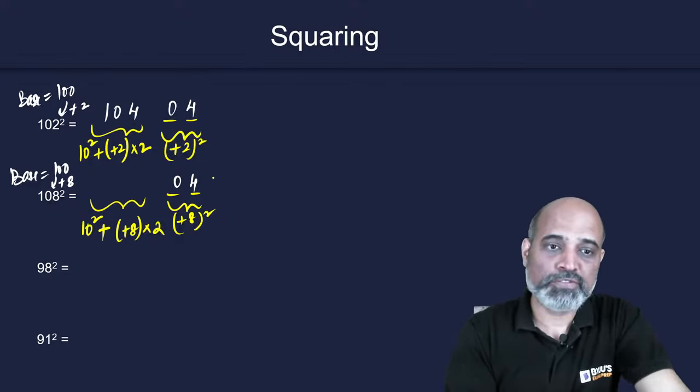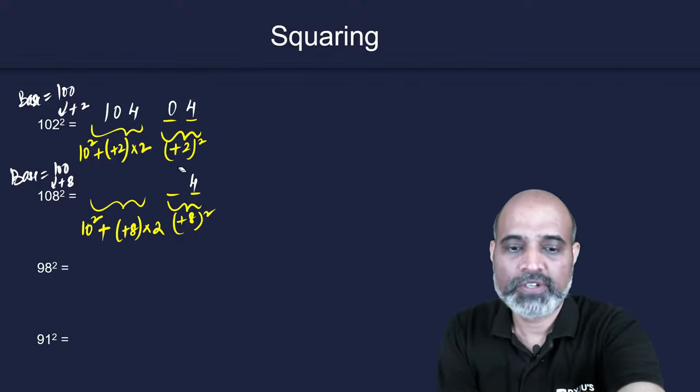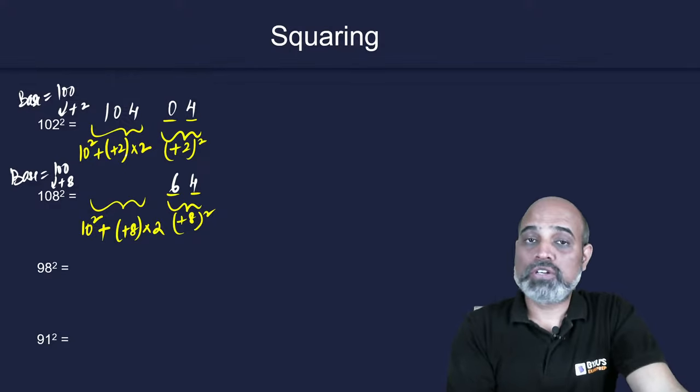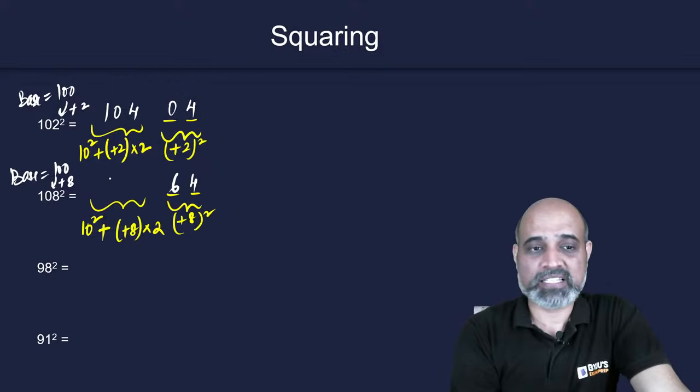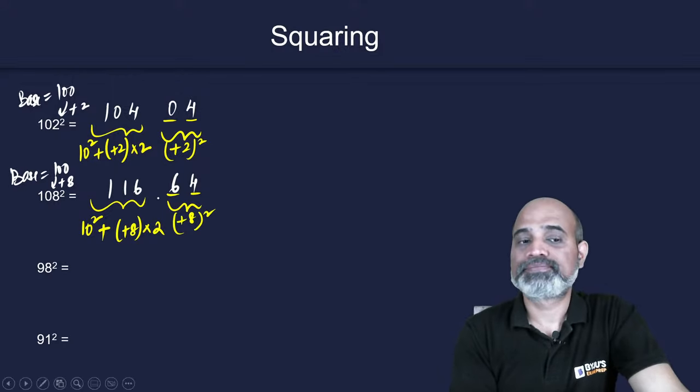There is no carry forward. Sorry, this should be 64, not 04. So there is no carry, so we will be adding whatever we see right now. So 100 plus 16, so that will be 116.